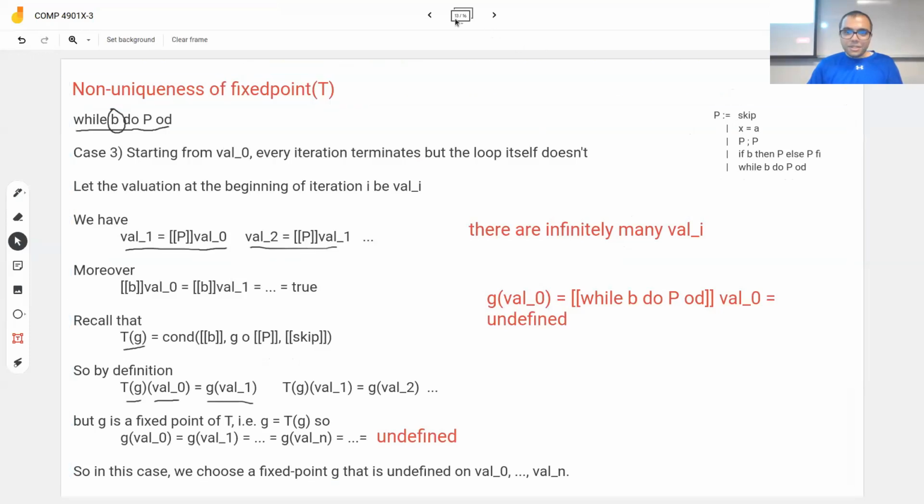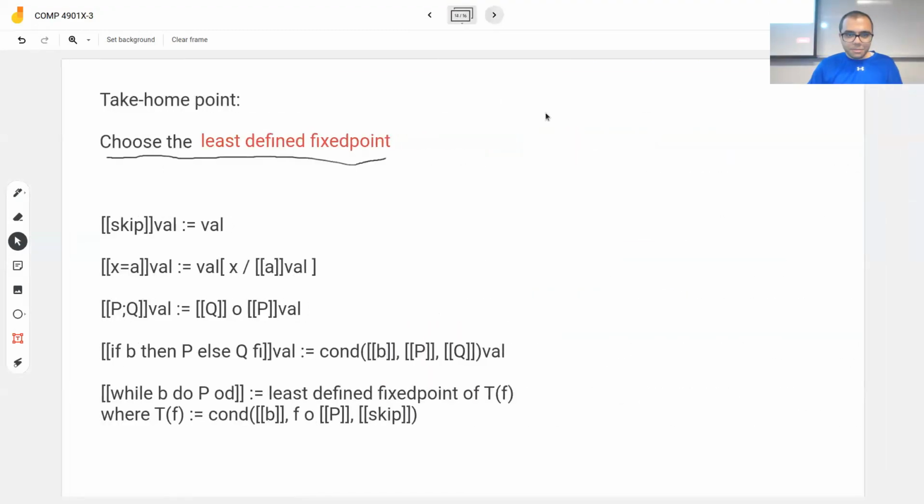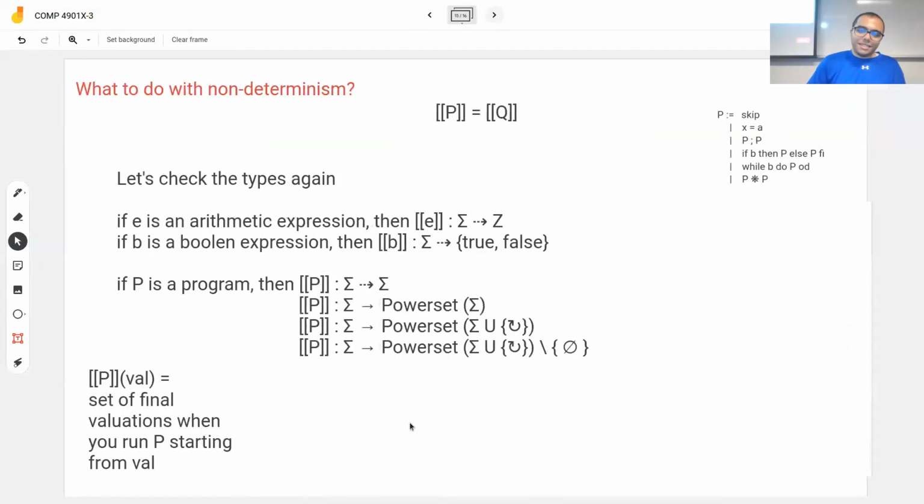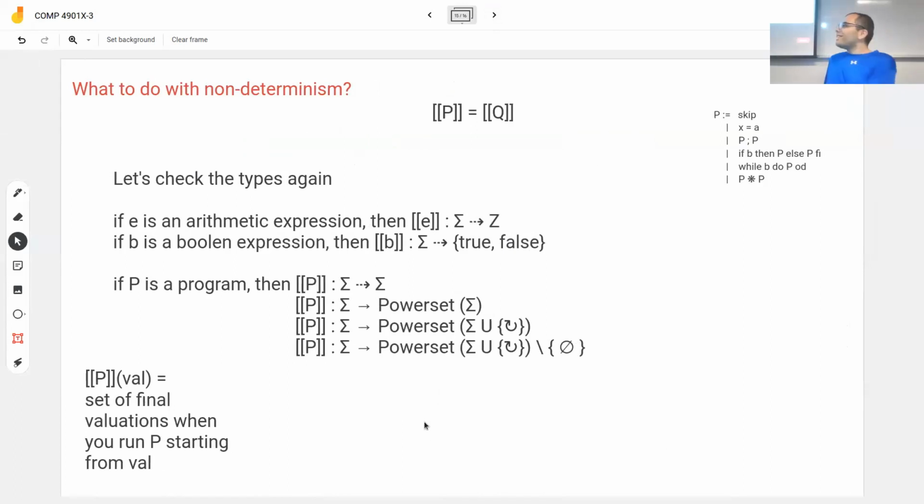So if I'm doing denotational semantics, I'm not going to give you a complete denotational semantics for the case where we have non-determinism, because that's just way too hard. I'm going to tell you how you can make it. I'm not going to do it step by step.